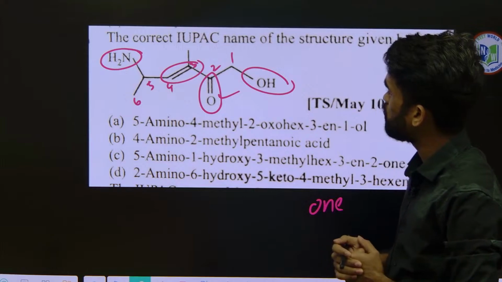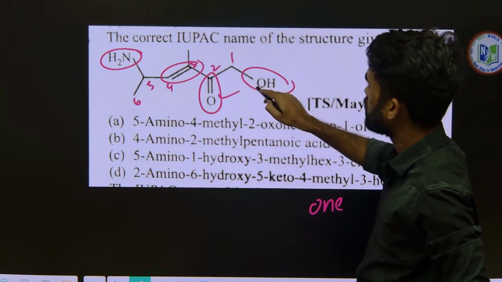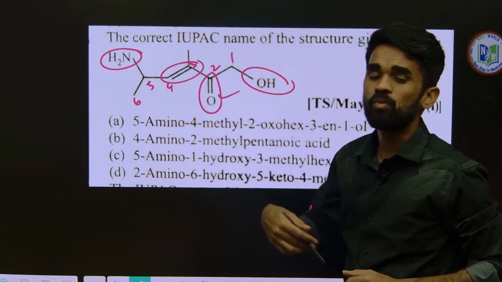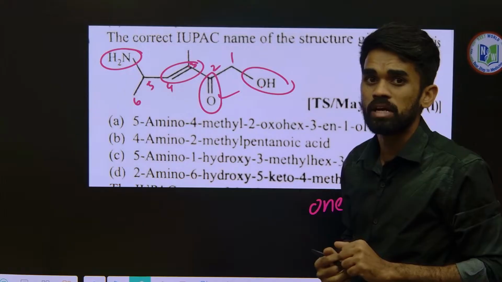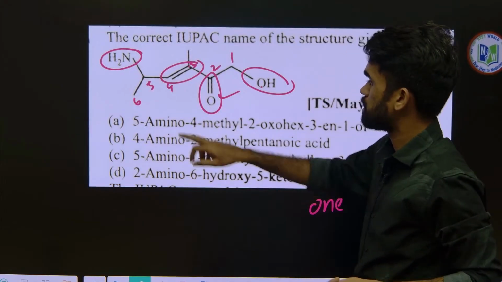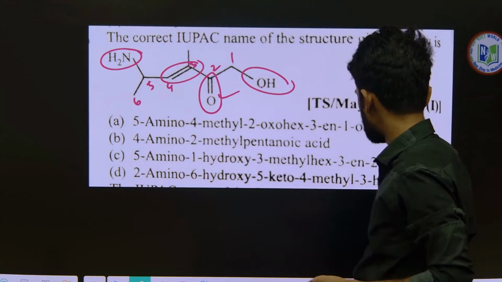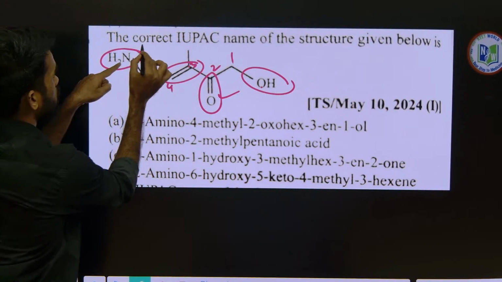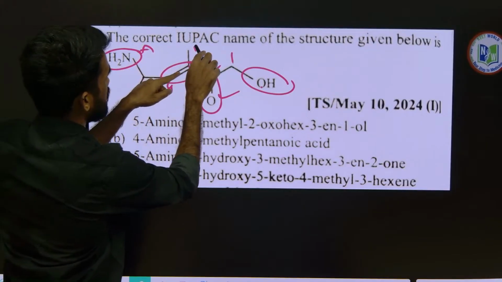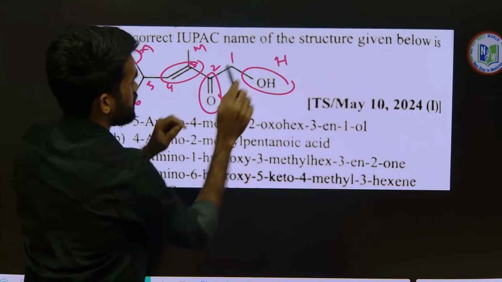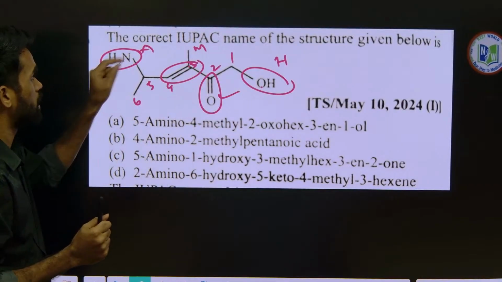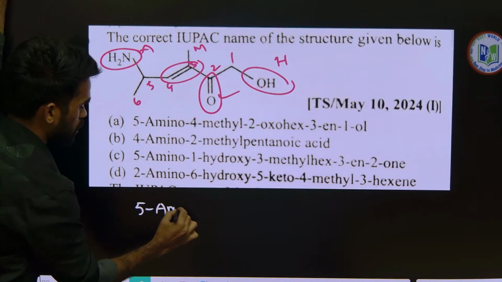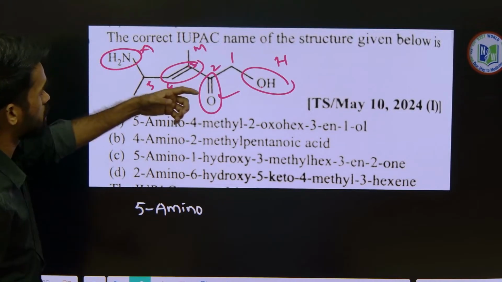Now what are the prefixes we have? Hydroxy, methyl and amine. So what is the alphabetical order of these substituents? Amine, A comes first. Yes, you can write amino as a prefix. The first prefix is amino based on alphabetical order, because amino starts with A, methyl starts with M, and hydroxy starts with H. So which comes first in the alphabet? A, right? So 5-amino at the 5th position, and after this, look at the other things we have.